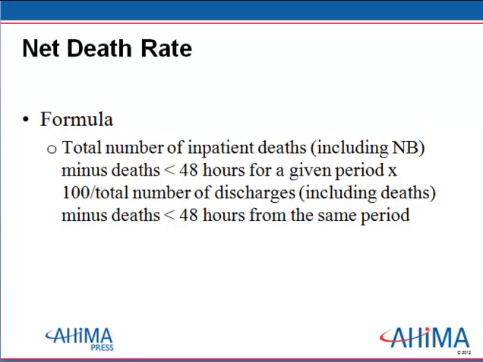So the formula for net death rate is total number of inpatient deaths, and remember we include our newborn, minus deaths that are under the 48 hour for whatever period we're looking at, whether that be a month, a year, times 100. That's how we get this formula into a percent. And we divide that by the total number of discharges, including our deaths, and then we minus that same number of those deaths under 48 hours. So what we're taking off the top should be the same number we're taking off the bottom.